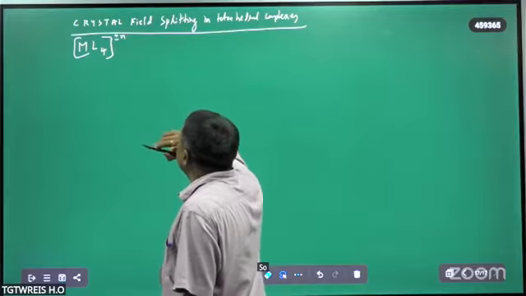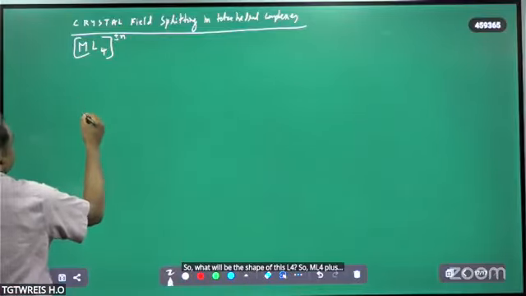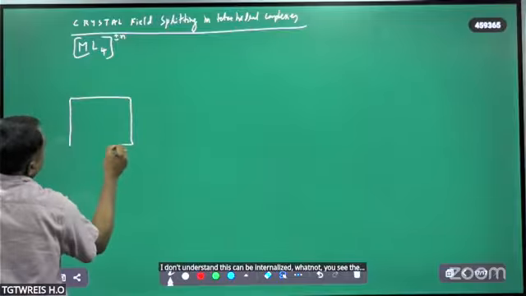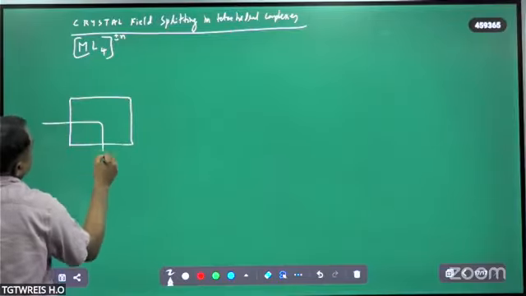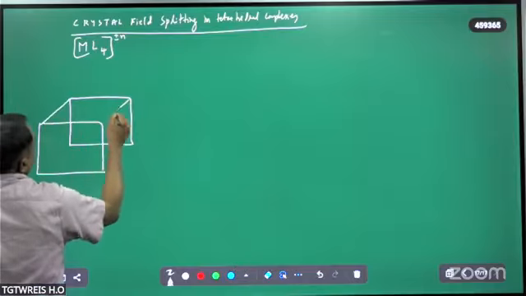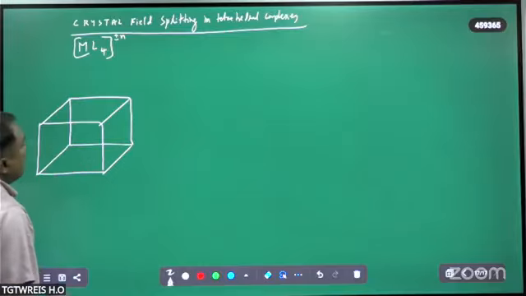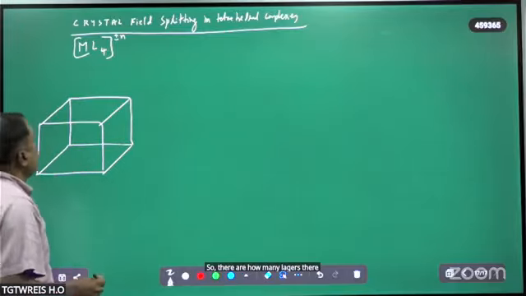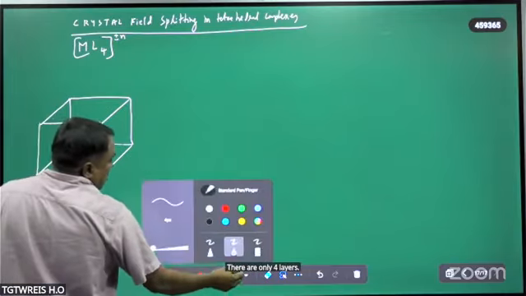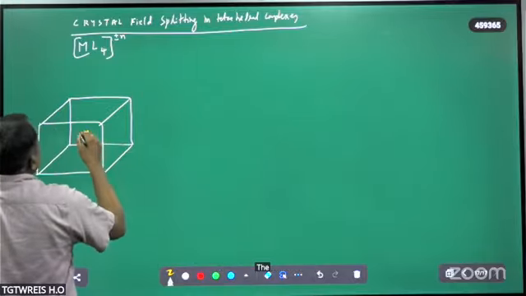So what will be the shape of this ML4 plus or minus n? This is the 3D form of the ML4. How many ligands are there in this? There are only 4 ligands on this central atom.